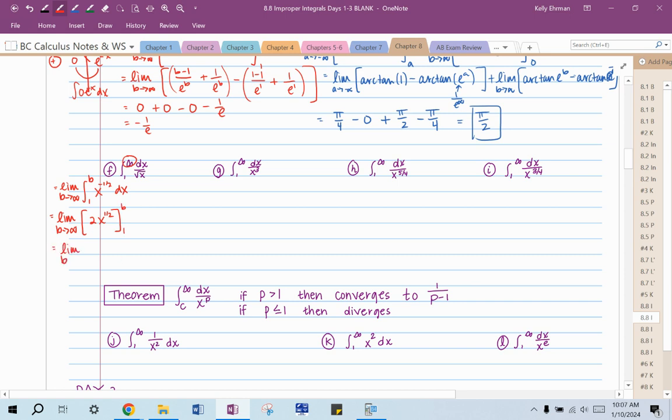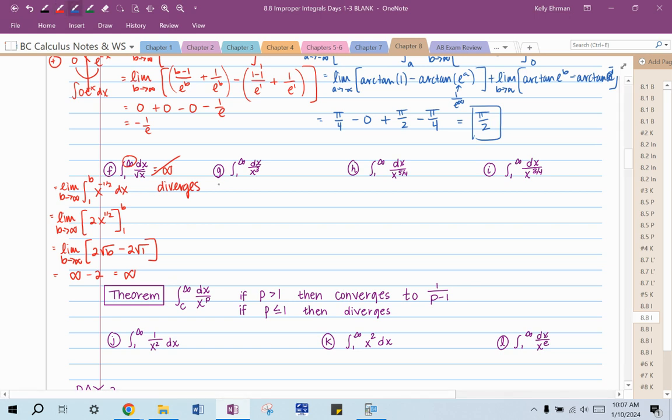And then fundamental theorem of calculus says plug that in. 2 square root b minus 2 square root 1. Finally, take the limit. 2 square root of infinity is infinity minus 2, which is still infinity. So this integral came out to infinity. It's not really equal to infinity. We probably shouldn't say that, but we can say that the integral diverges. It never stops adding up its area.